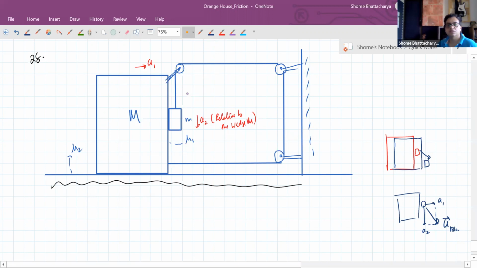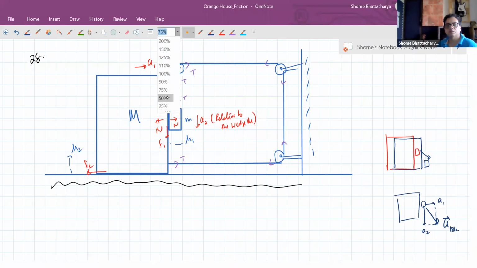Now the forces: tension. Okay, there will be normal contact force between these two. Okay. There will be friction on the wedge, friction downwards like this, and friction here. And apart from that, weight and all that is there. So I'll just make the individual free body diagrams from this.